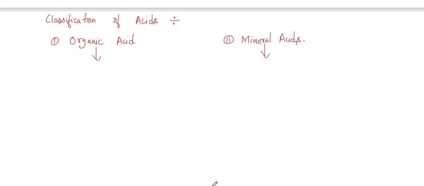So what is an organic acid? As the name suggests, organic means it is obtained from organic sources, living sources. The acids present in plant material and animals are known as organic acids. Examples are acetic acid or ethanoic acid, citric acid, lactic acid, formic acid. These are examples of organic acids. And when we talk about mineral acids, the acids which are prepared from the minerals of the earth are known as mineral acids. These are those acids which can be prepared from the minerals of the earth.